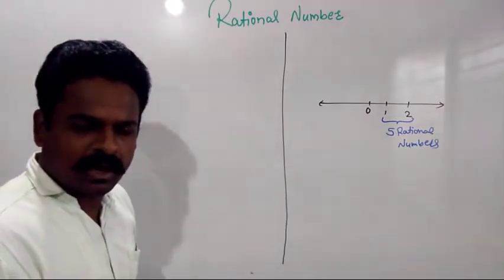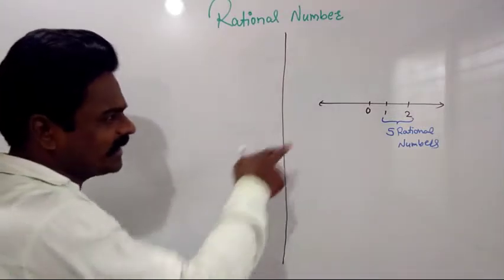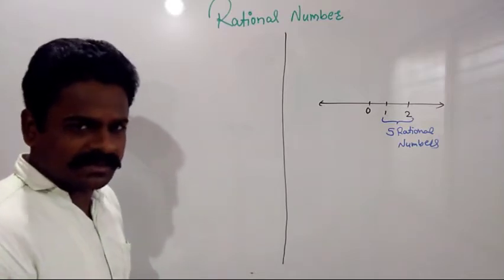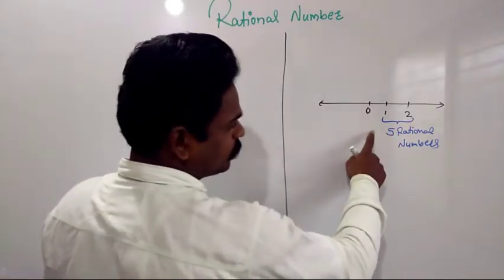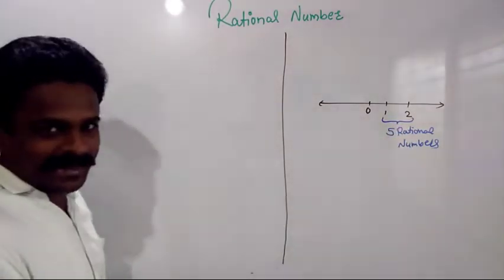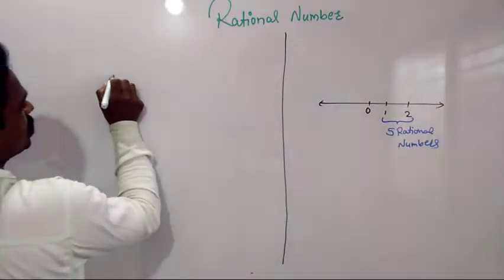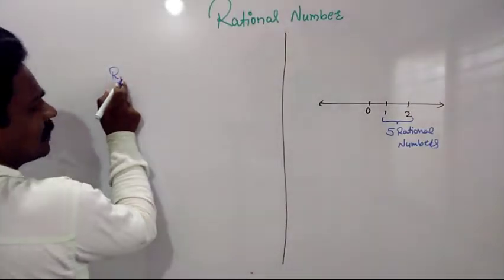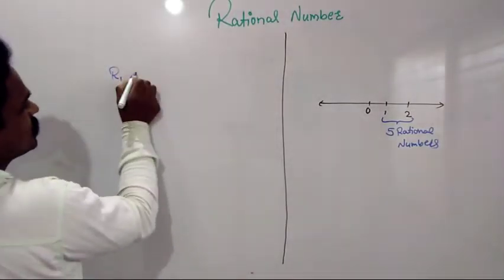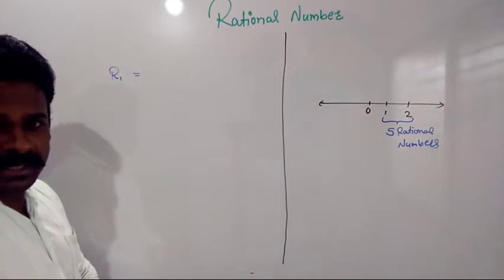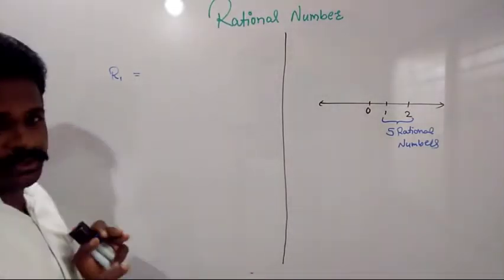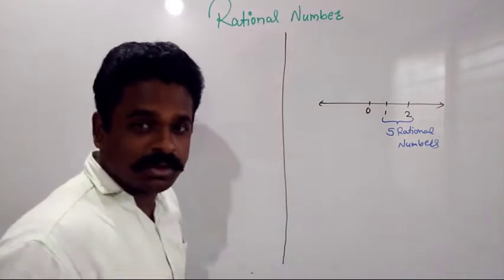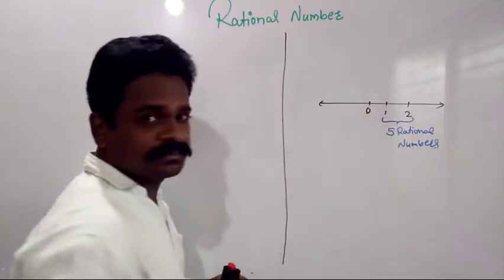Okay, no problem. Now how can we find them? There are two ways to find five rational numbers in between two natural numbers. The first way, which you are familiar with, is this. The first rational number I am going to write here as R1. We need to find rational numbers between 1 and 2.